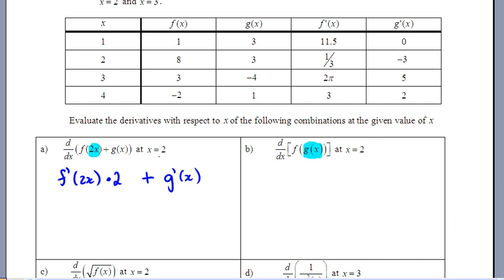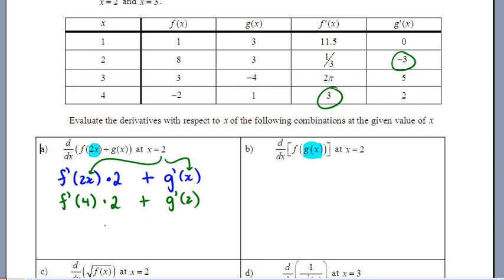So now we're going to evaluate this when x is 2. So we're going to have f prime, well, 2 times 2 is 4, f prime of 4 times the 2, and then g prime of 2. So I sure hope we can find these in the table. F prime of 4, okay, x is 4, f prime there, that's that number. And then g prime of 2, x is 2, g prime, negative 3. Okay, I can see those there. So this is like a 3 times a 2 plus a negative 3. Okay, I got the answer. My answer for that one is a 3.